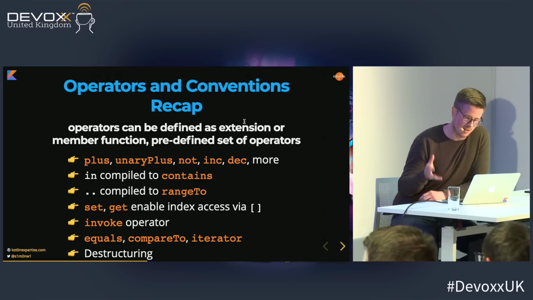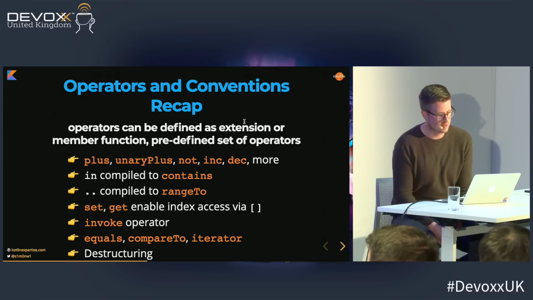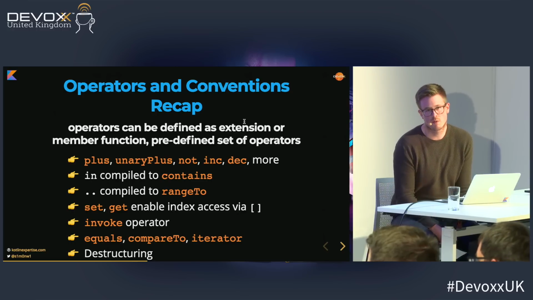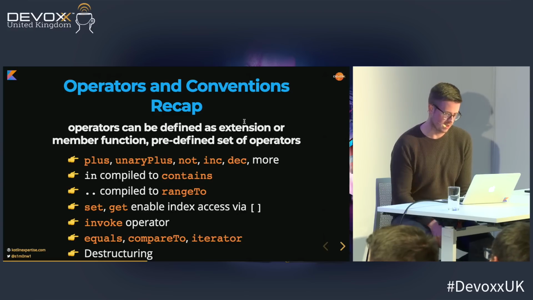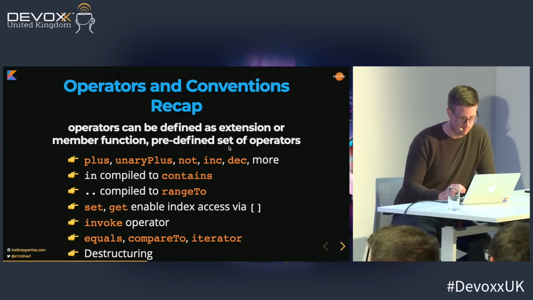Then there's an index access if you have a set and a get operator. The invoke operator is also very interesting for DSLs. We'll see that later. And then others like compareTo and iterator, and finally destructuring, which I didn't show. So this is also enabled by conventions and, for example, available for data classes by default.